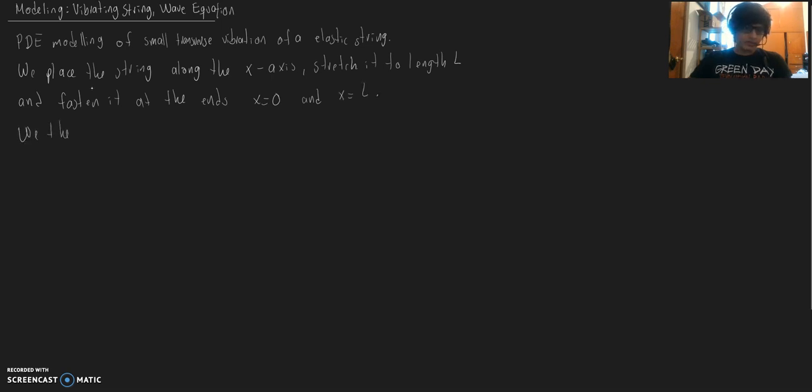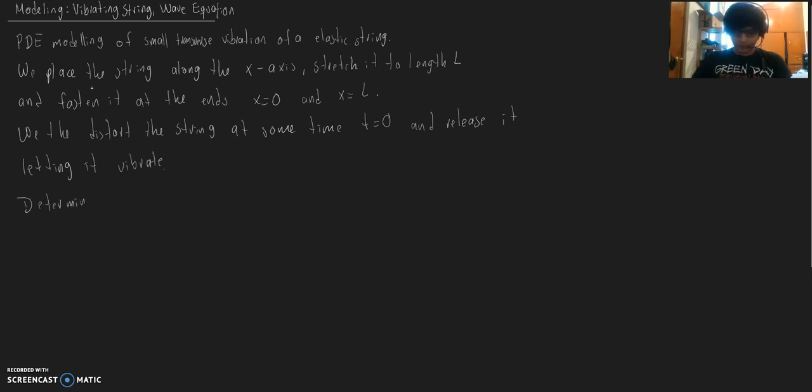We then distort the string at some time t equals 0 and release it, letting it vibrate. Therefore, the problem is to determine the vibrations of the string.